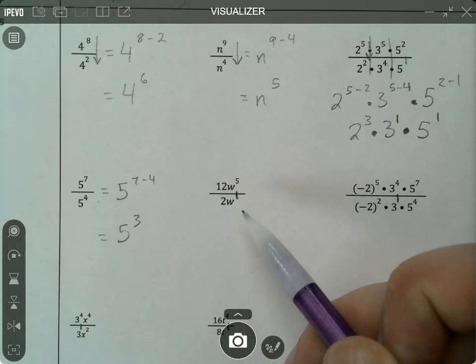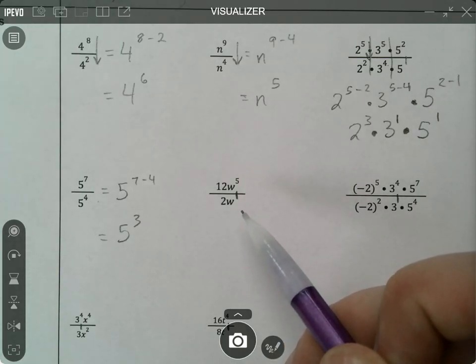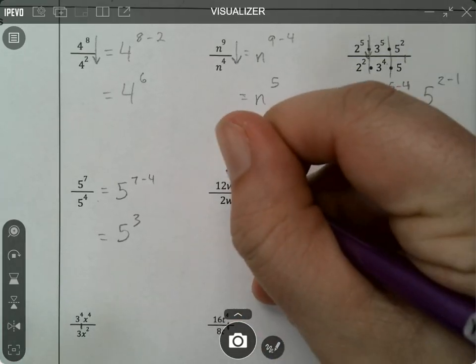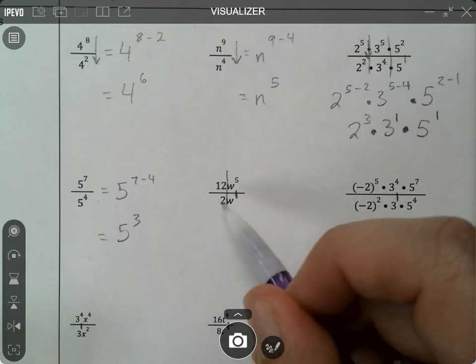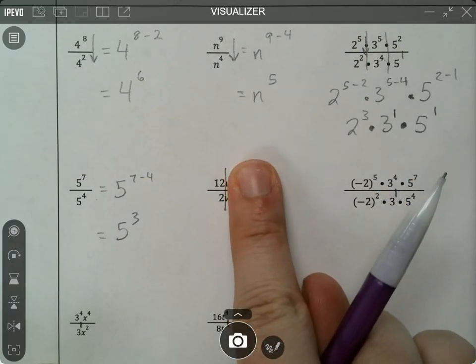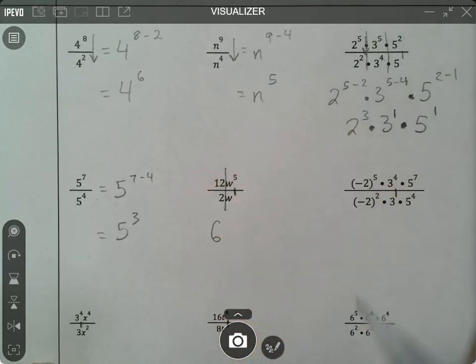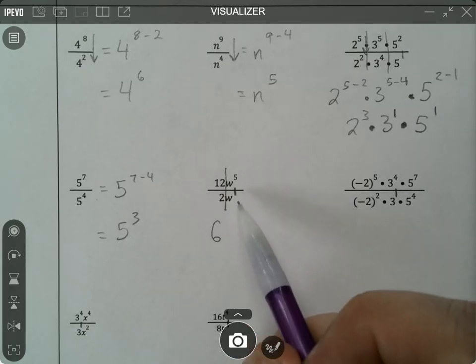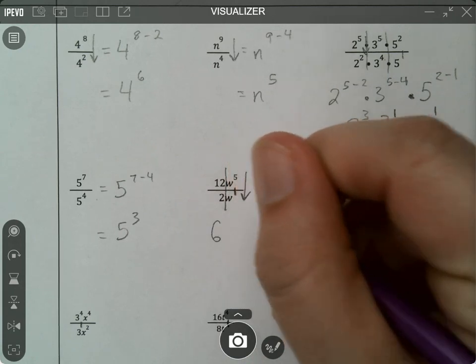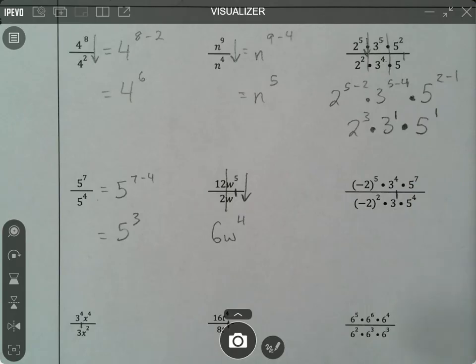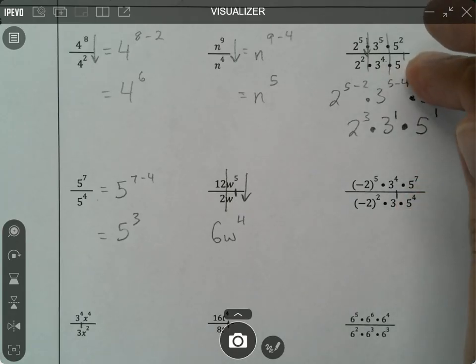But I will say that as I was walking around, you guys did the thing that you needed to do naturally, right? Now, I know that 12 and 2 are not the same base. However, if you have 12 over 2, that means 12 divided by 2. And 12 divided by 2 is 6. So I think most of you guys naturally just did what you were supposed to do. Okay? And then these W's, same thing. 5 minus 1 is going to be W to the fourth power. Right? This one is just like the one up above.